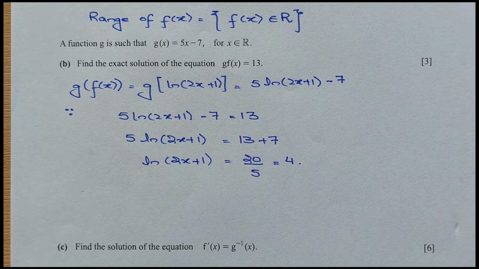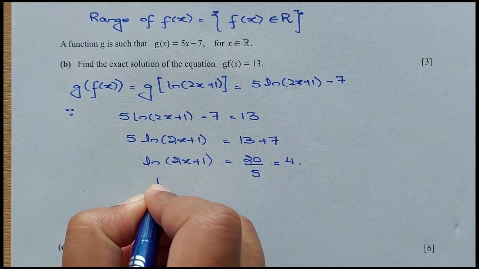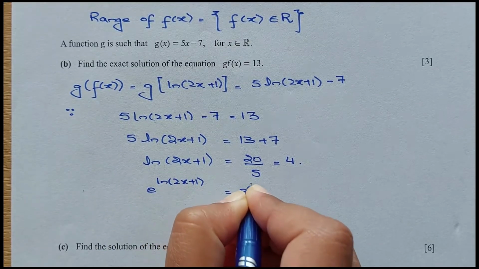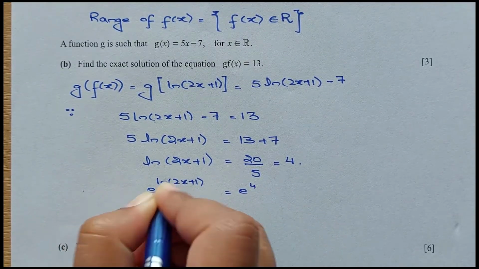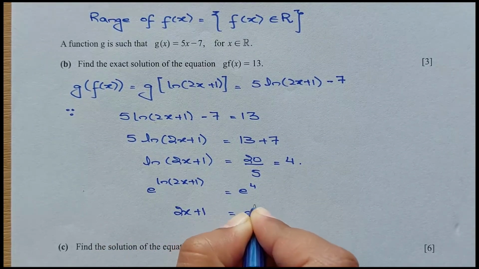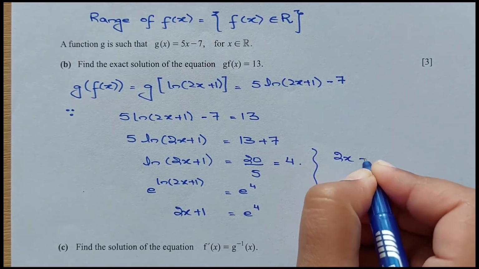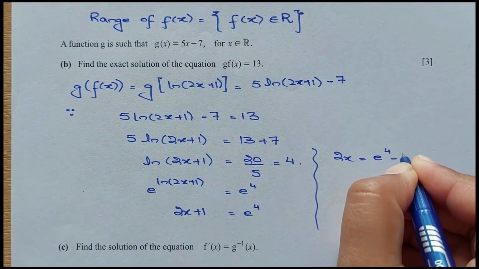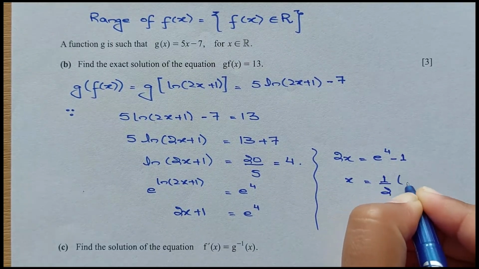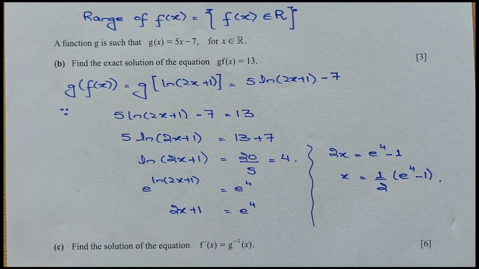So we need to take the natural anti-log on both sides. Sorry, anti-log: ln of 2x plus 1 equals e to the power 4. The natural anti-log and the log cancel out. We have 2x plus 1 equals e to the power 4. From here, 2x equals e to the power 4 minus 1, and x equals 1 by 2 times e to the power 4 minus 1. So that is the value for x, right?